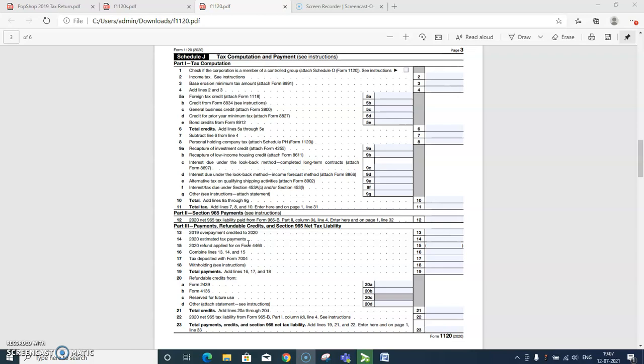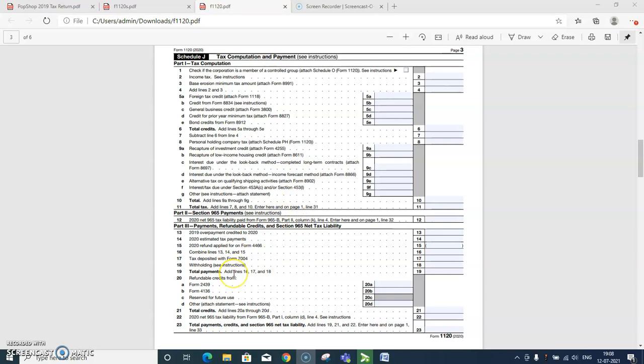Now coming to line 20, refundable credit. Now line 2B, credit from Form 2439. Enter any credit from Form 2439, notice to shareholder of undistributed long-term capital gains, for the corporation's share of the tax paid by a regular investment company, RIC.